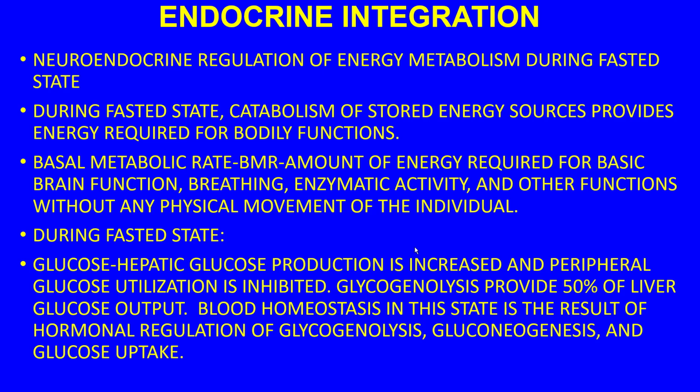Now, during the fasted state, glucose, here we're talking about hepatic glucose production, this is going to be increased. Peripheral glucose utilization is inhibited. Glycogenolysis provides 50% of the liver glucose output. Now, blood homeostasis in this state is the result of hormonal regulation of glycogenolysis, gluconeogenesis, and glucose uptake.